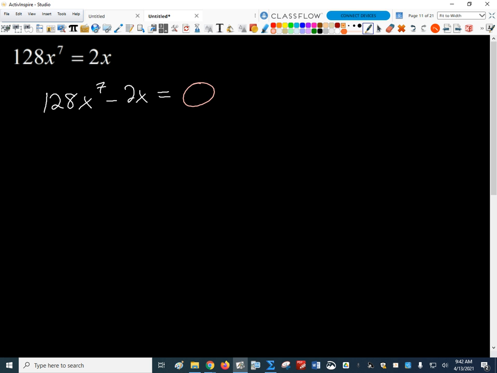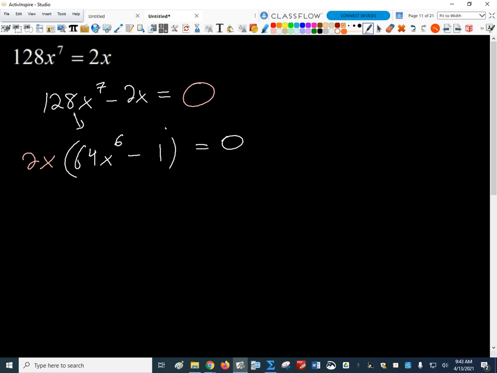X to the 7th is pretty ugly. That's not going to fit any pattern, is it? But what could I do? What do I always want to try to do first? Factor out a greatest common factor, so I could undistribute a 2x, and then what's left behind? Well, that's going to give me 64x to the 6th minus 1, right?